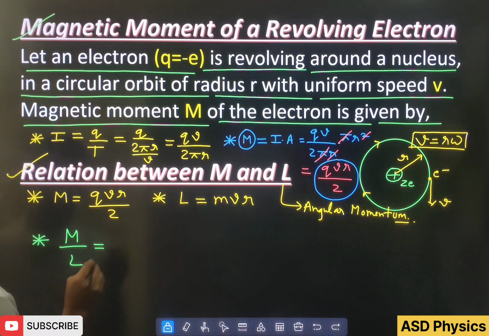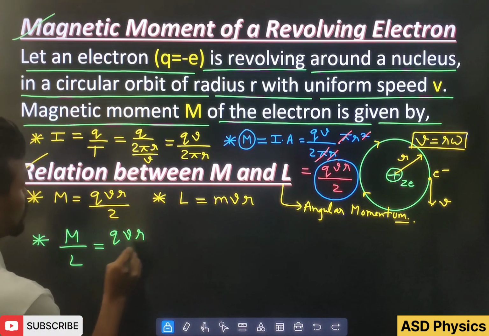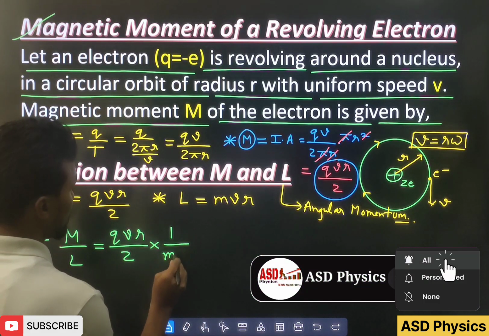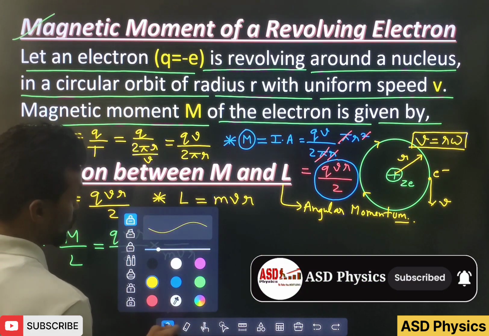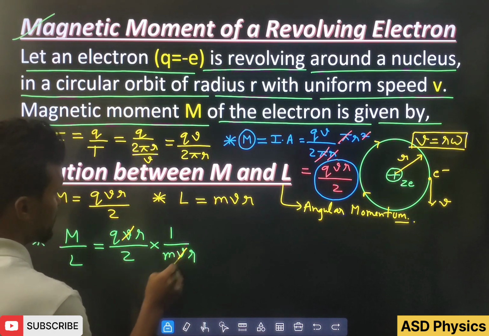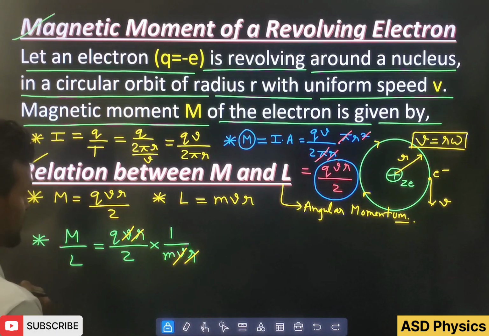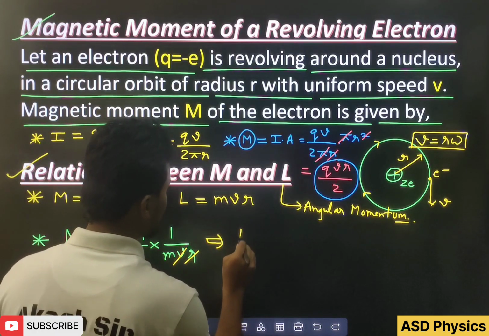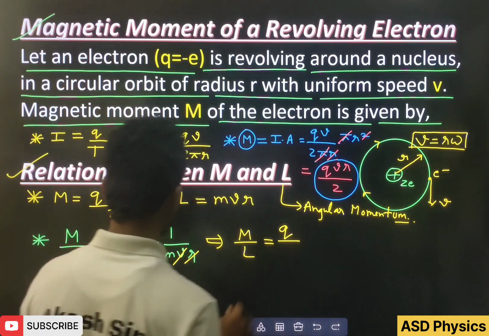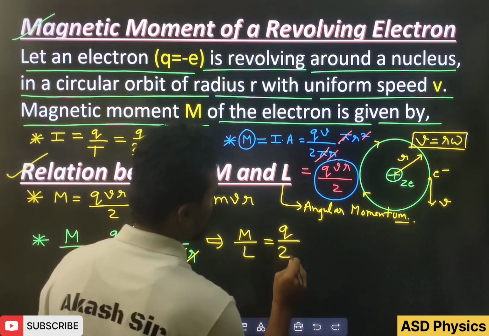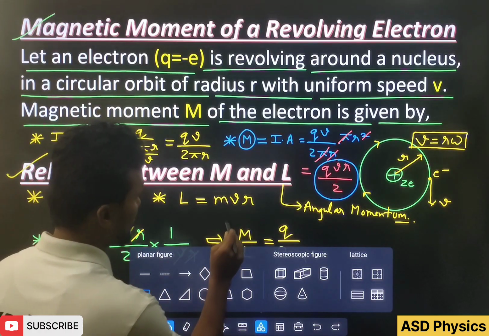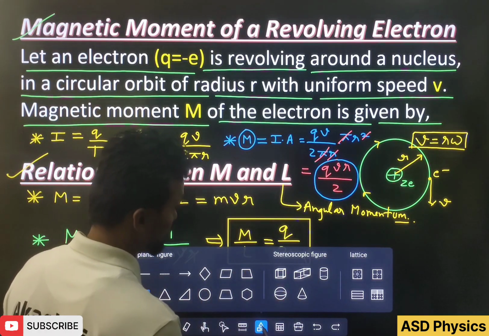Now after that, if I divide both of them, important, M by L. So if I divide both of them, what will this become here? See, QVR by 2, and L we can write MVR. So we can cancel whatever things can be cancelled. This V and V cancel, this R and R cancel. So from here what we are getting, M by L is Q by 2M. Q is left and here 2M. Is it? So this is the very important formula, put it into the box here. M by L equal to Q by 2M.